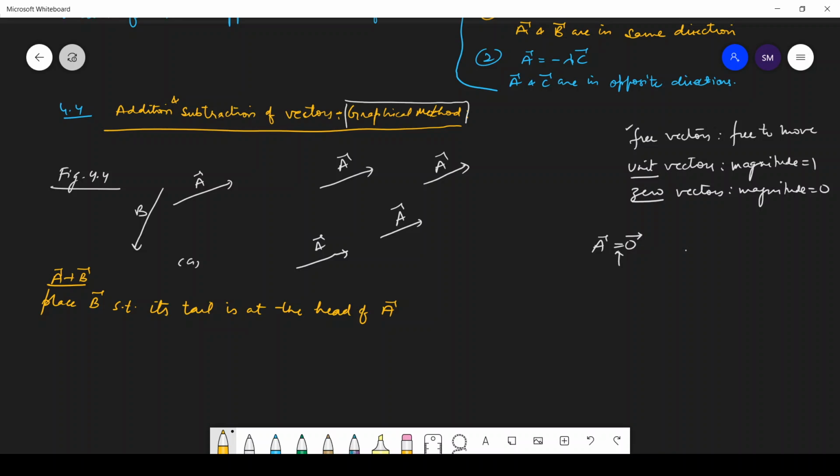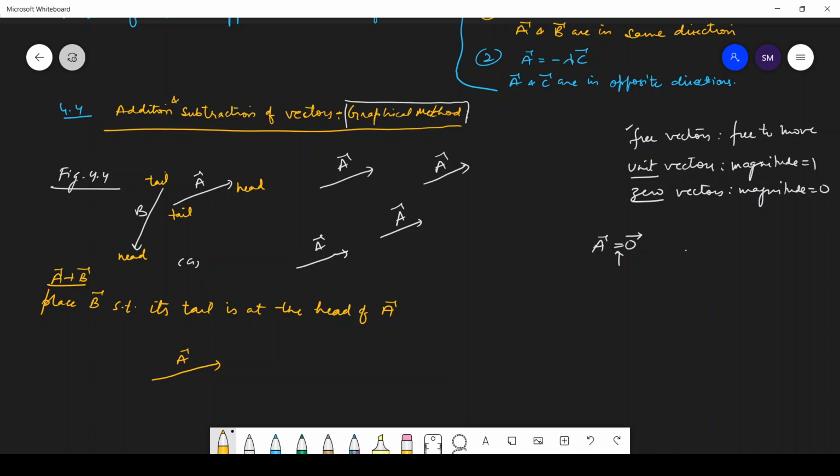So place the vector B such that its tail, so this is the head of vector B and this is the tail of vector B. This is the tail of vector A and this is the head of vector A. Okay, so this vector A will remain at its place. I'm drawing it again, but you need to move B and place vector B such that its tail, so this is the tail, is brought to the head of A.